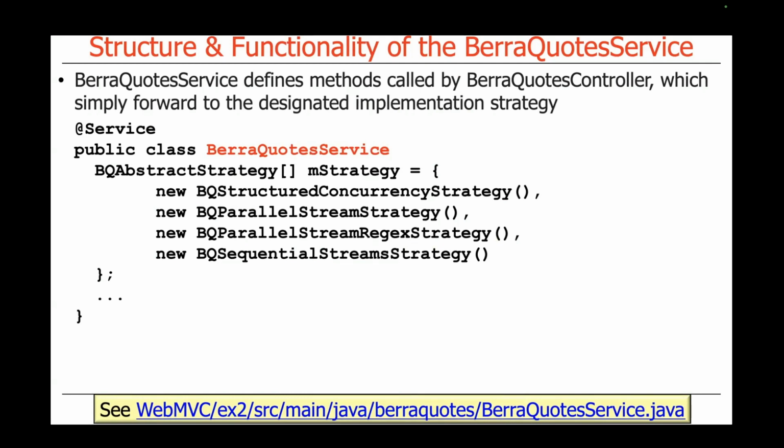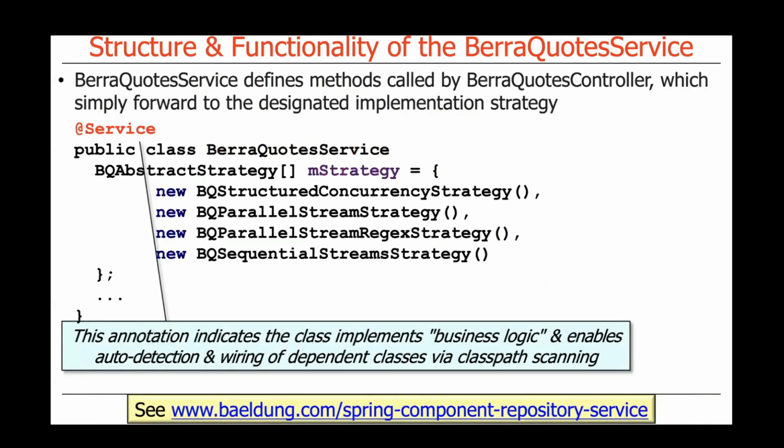So here's the BerraQuotes service class. You can see that we give it an annotation to tell it that it's a service, and that indicates to Spring that this class implements so-called business logic. That's the application behavior. And it also tells Spring to use auto detection and auto wiring of dependent classes via something called class path scanning. And you'll get exposed to this. You don't need to know all the inner workings of class path scanning, but if you want to become a better Spring programmer, it's not a bad idea to learn about it. So that's another thing where ChatGPT will give you some good insights, and I'm happy to help out if you need any assistance with that.